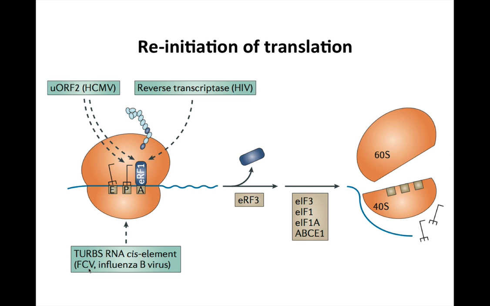And there's another such element. It's called an RNA cis element in the feline Calici virus genome. So reinitiation of translation just doesn't occur randomly. It is stimulated by viral proteins or viral sequences.